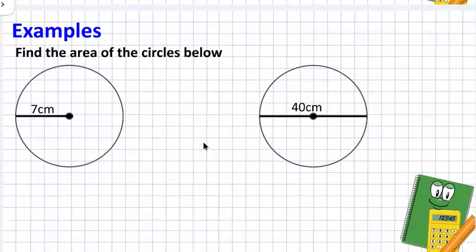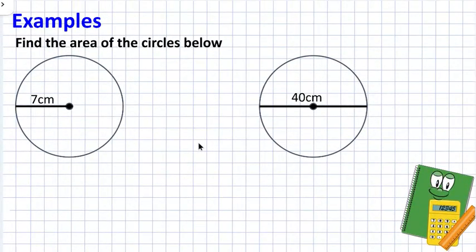For our first example, we have these two circles. For the first one, we're given the radius and we're asked to find the area of the circle. So we use the formula pi times r squared. We have pi as 22/7 times radius squared, which is 7 squared.